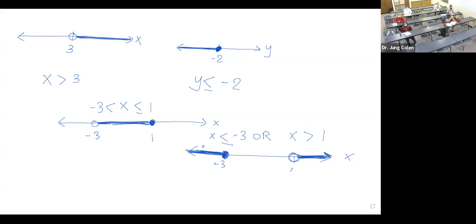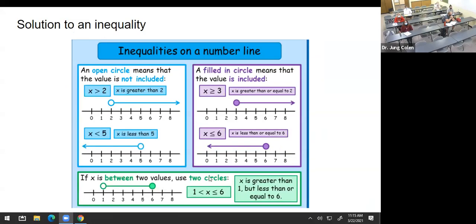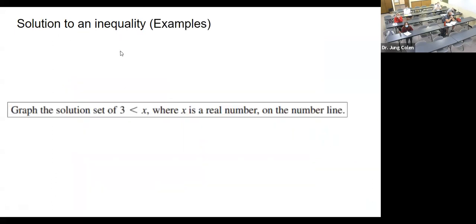Okay, so once you know that, you can go back and forth. If you are given this one, you can draw that on the number line. If you are given the number line, you can go the other way around too. Okay, so let's do some practice. Can you graph the solution set of 3 is less than x or x is greater than 3?